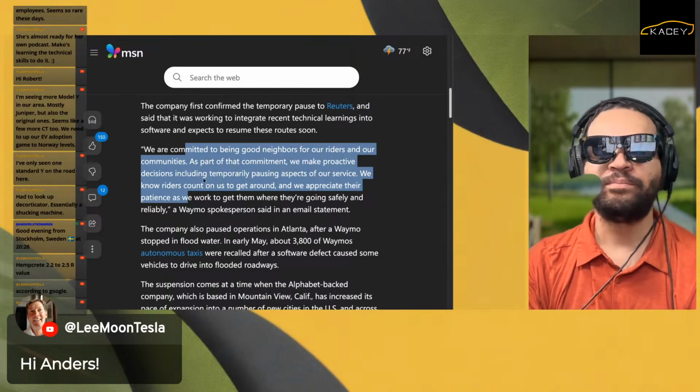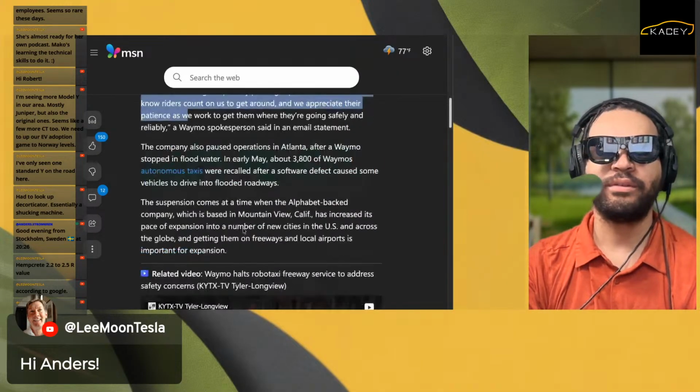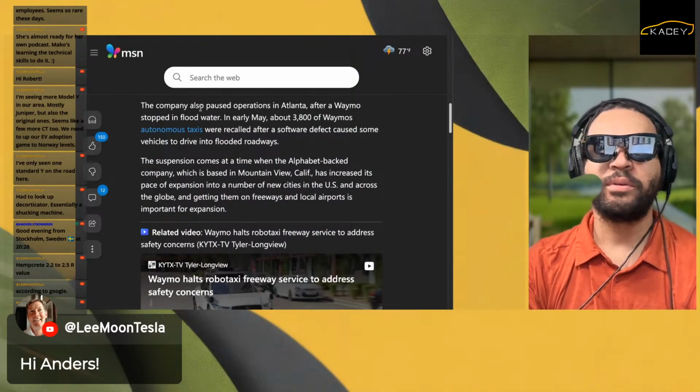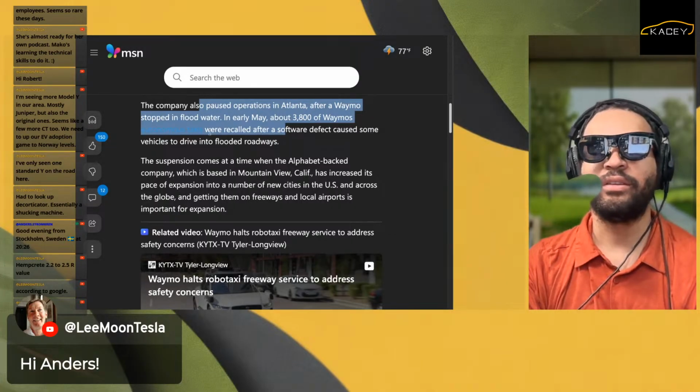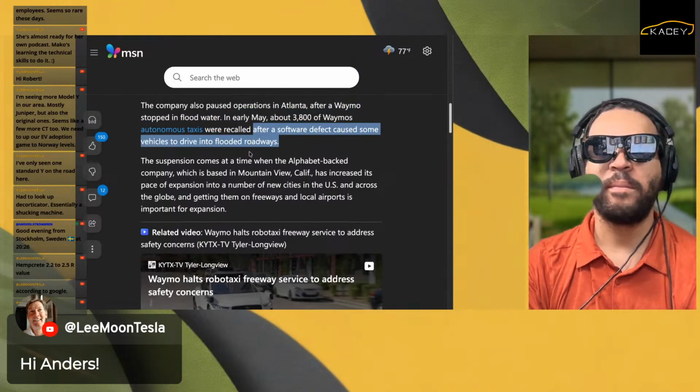Part of that commitment, we'll make proactive decisions, including temporarily pausing aspects of our service. The company also paused operations in Atlanta after a Waymo stopped in floodwater. It's not a good thing. In May, about 3,800 Waymos were recalled after a software defect caused vehicles to drive into flooded roadways.